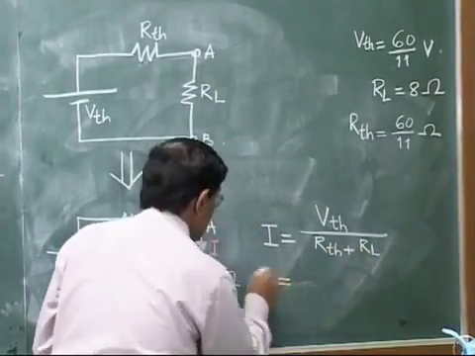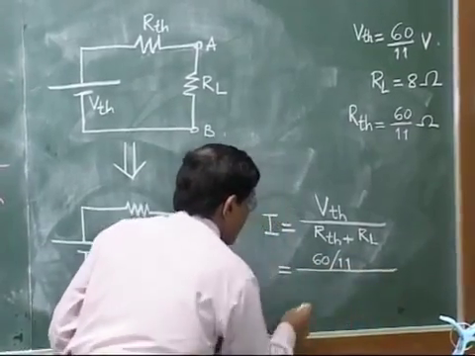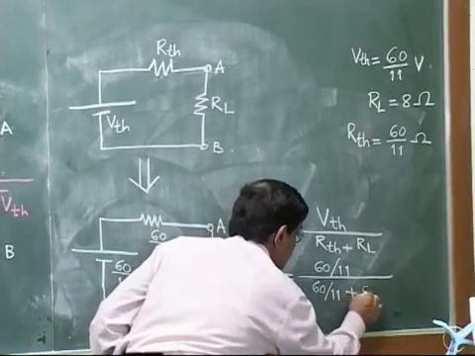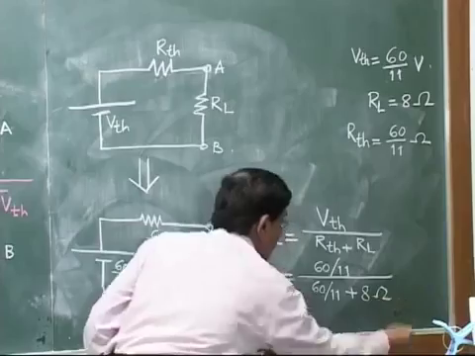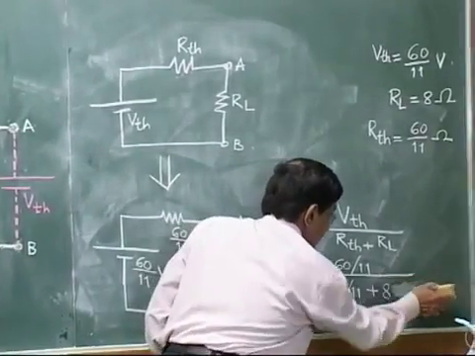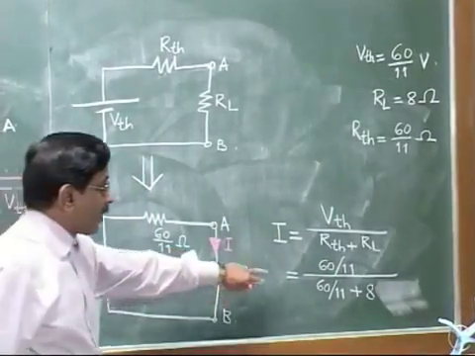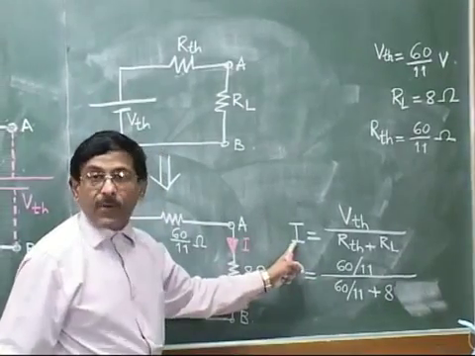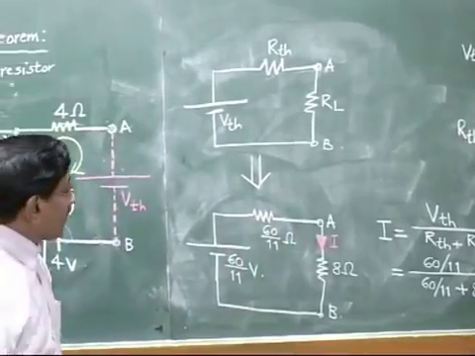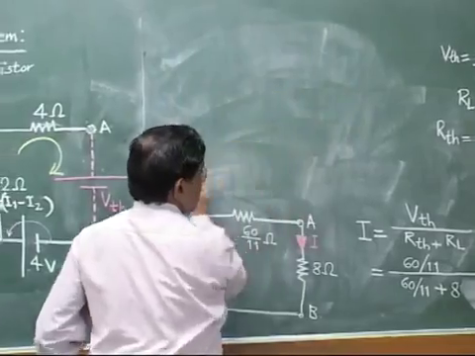We just substitute the values. VTH was 60 by 11. RTH was 60 by 11 ohm and plus RL was 8 ohm. Sorry, here we may not write the units. So this is it. And if we calculate this particular thing, that will be the final answer for the problem. So let us just calculate that 60 by 11 divided by all that. Here we make a rough calculation.